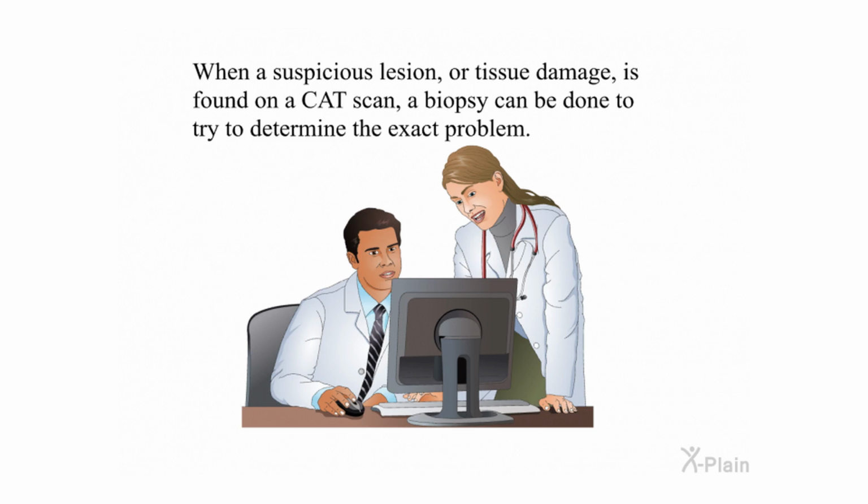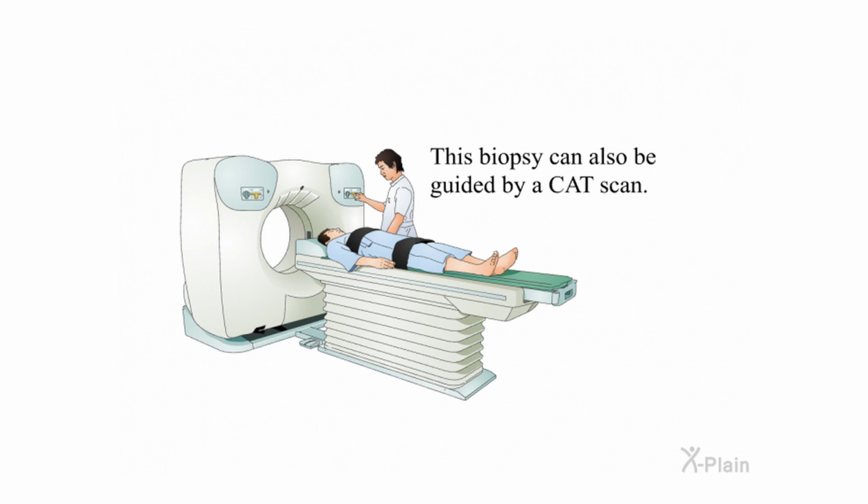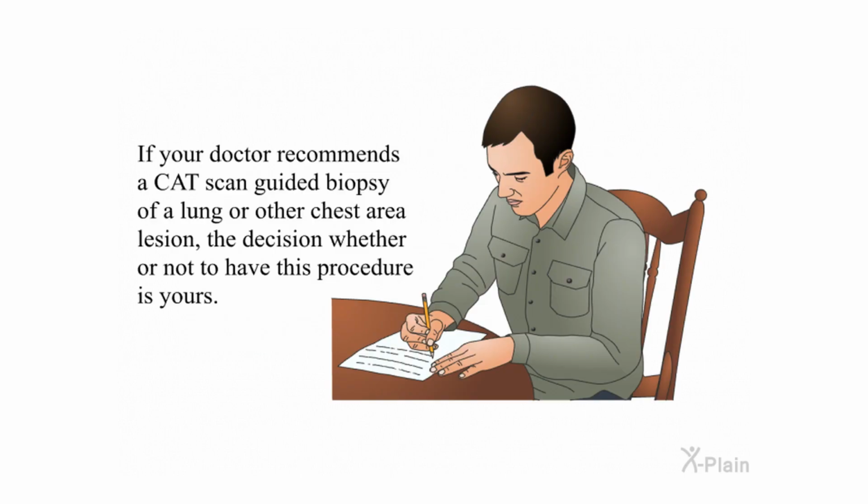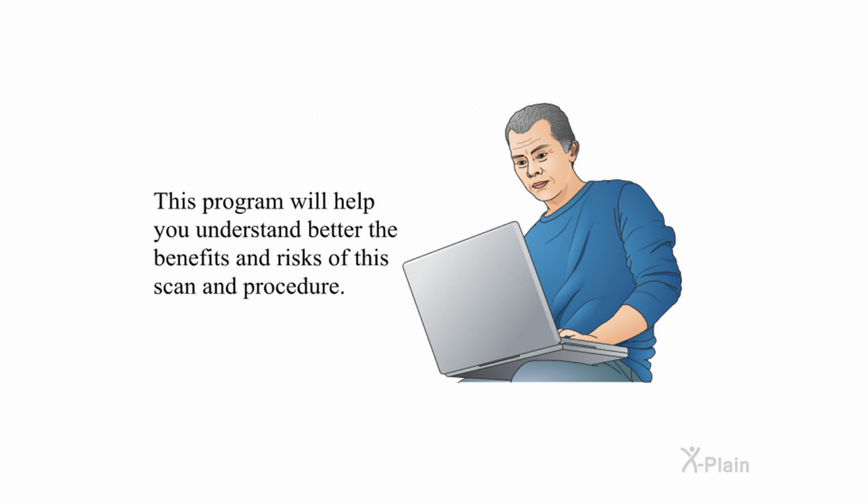When a suspicious lesion or tissue damage is found on a CAT scan, a biopsy can be done to try to determine the exact problem. This biopsy can also be guided by a CAT scan. If your doctor recommends a CAT scan guided biopsy of a lung or other chest area lesion, the decision whether or not to have this procedure is yours. This program will help you understand better the benefits and risks of this scan and procedure.